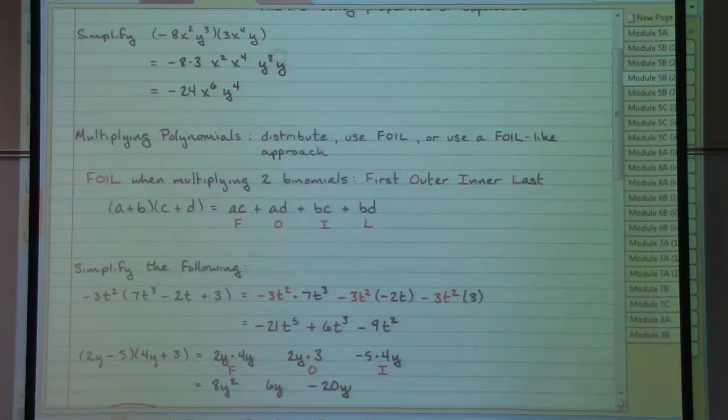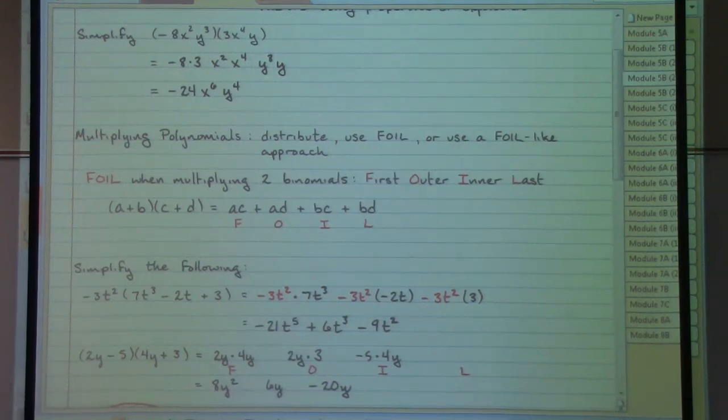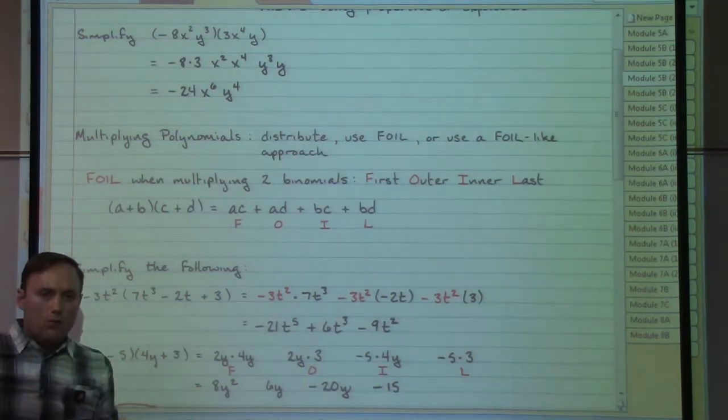Then we've got the L part of FOIL. The L part of FOIL, L referring to last, last referring to the last term from each set of parentheses. Last term, negative 5. Last term, positive 3. So, negative 5 times positive 3, and that seems to be working out as a negative 15. Now that's just putting those four separate pieces together one at a time.